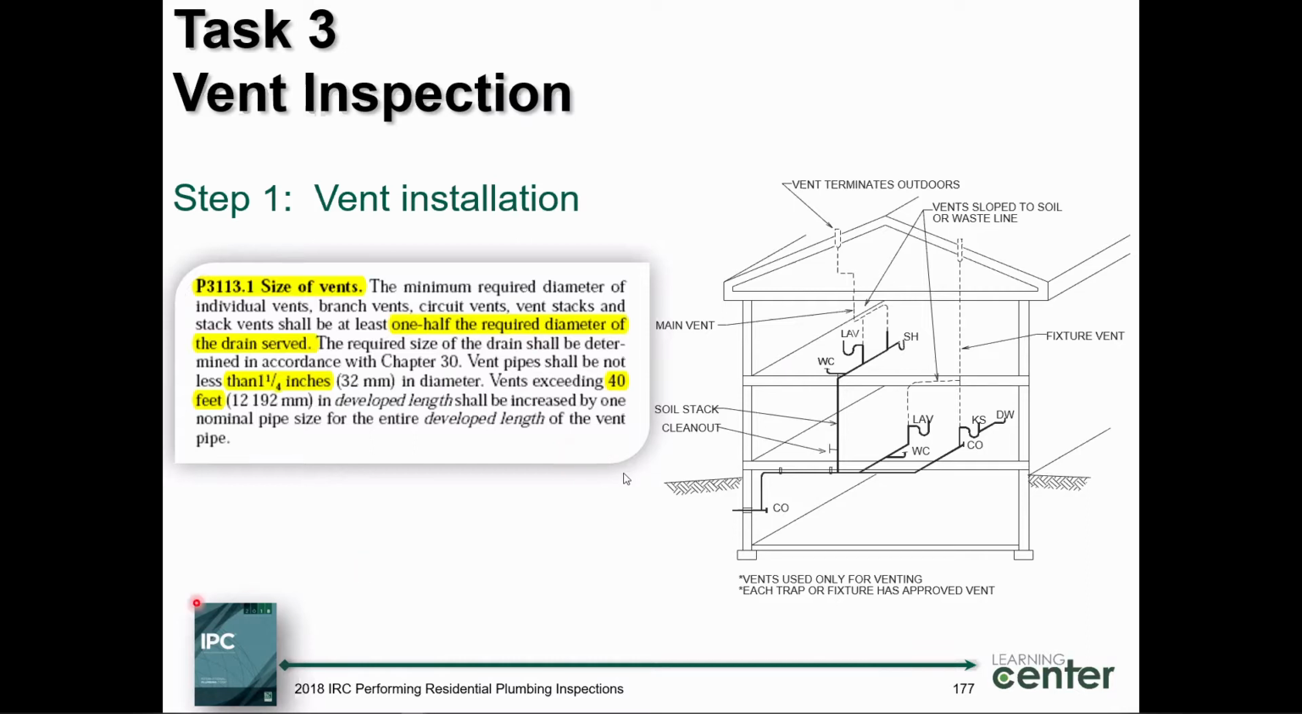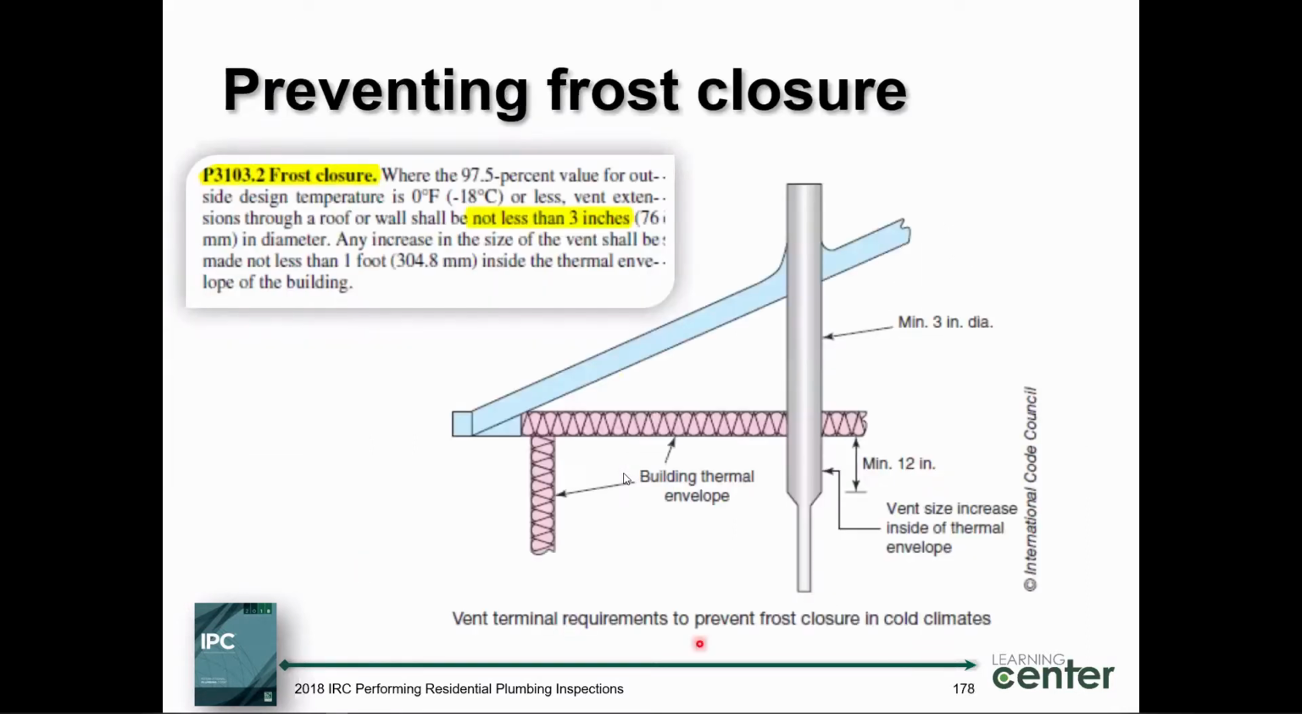I'm going to go through a couple of general things, and I'm going to get right into that wet vent thing. Frost closure. If you live around where things freeze a lot, you're going to want to look at this section here. We have these ISO maps and charts that we go off of for heating and cooling systems. Well, it plays a part right here when we talk about vent pipes as well, where the 97.5% value for outside design temperature. This is how we design heating systems. We use these charts, you know, they're based off of heating degree days, things of that nature.